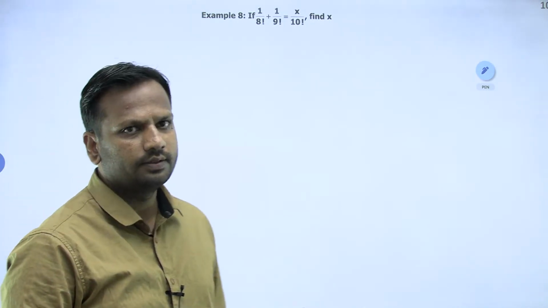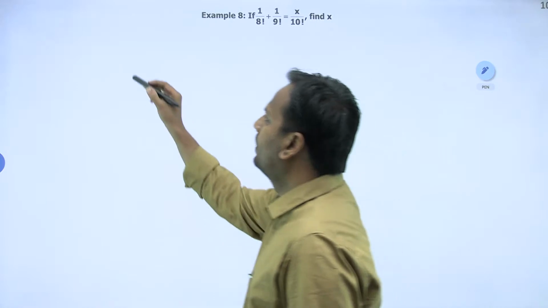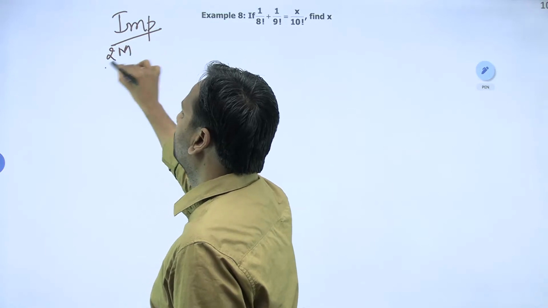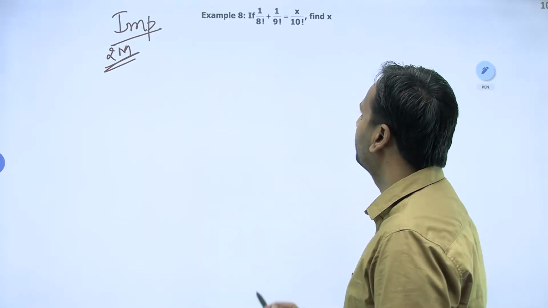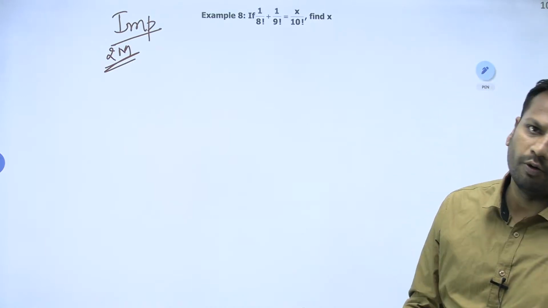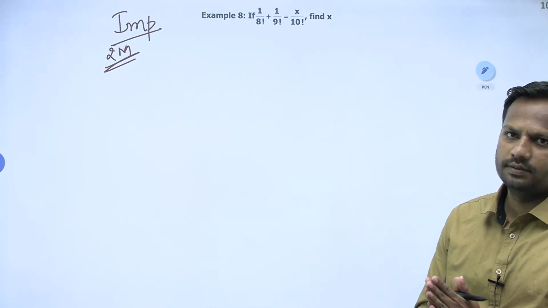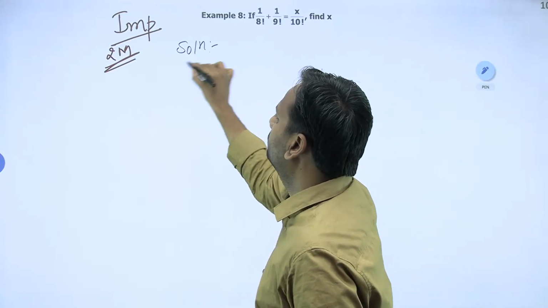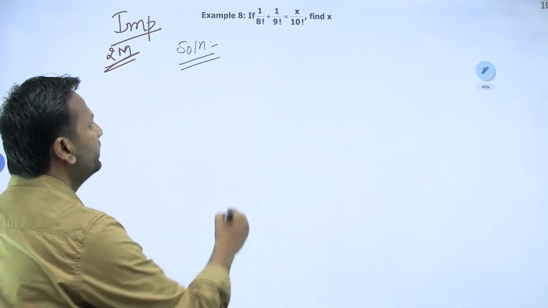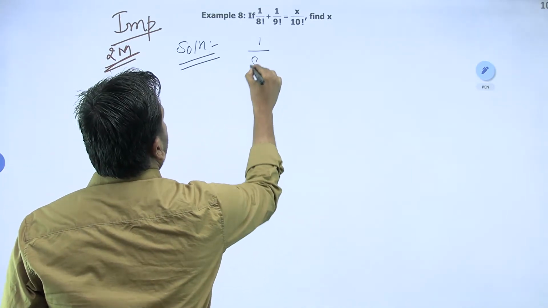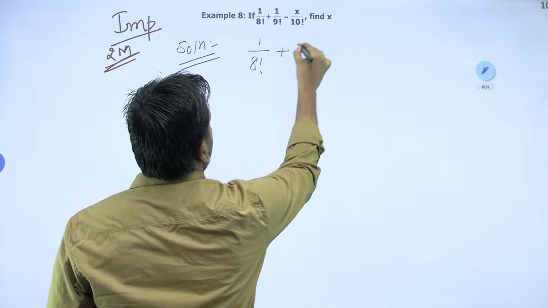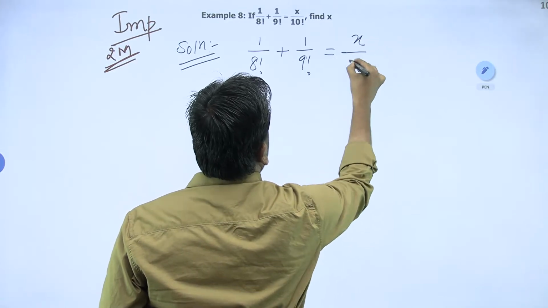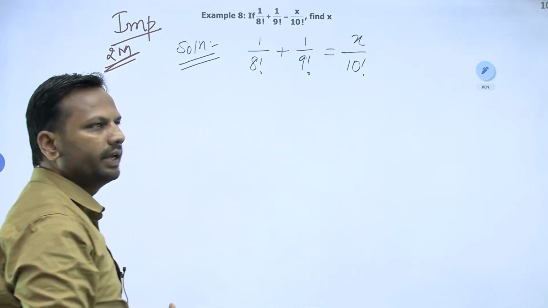It is also an important one. A similar problem we did in the exercise there. Again, it's an important one for 2 marks here, right? So this is the equation they have provided. I have to find x here for the given equation. So solution. What have they provided here? 1 by 8 factorial plus 1 by 9 factorial is equal to x divided by 10 factorial. This is the equation they have provided.